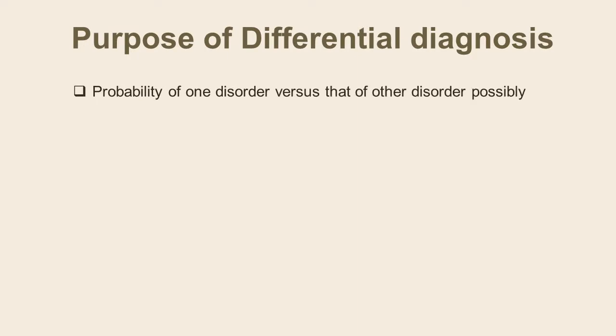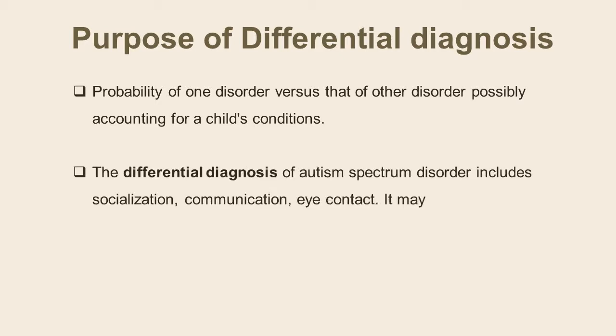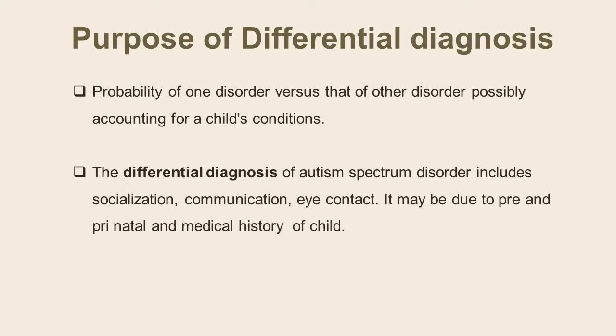The purpose of differential diagnosis. Now, the probability of one disorder versus that of another disorder possibly accounting for a child's condition. Exactly. If you do the differential diagnosis, the purpose is only to find out the exact condition of the child. Differential diagnosis of autism spectrum disorder includes socialization, communication, eye contact. The main purpose of differential diagnosis for autism spectrum disorder is to find out exactly the characteristics which are mentioned, that is socialization, communication, eye contact.